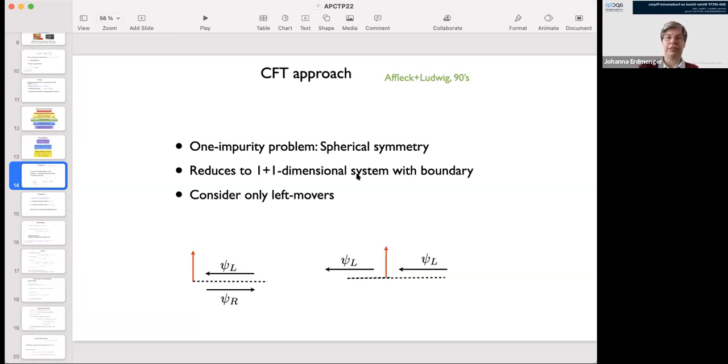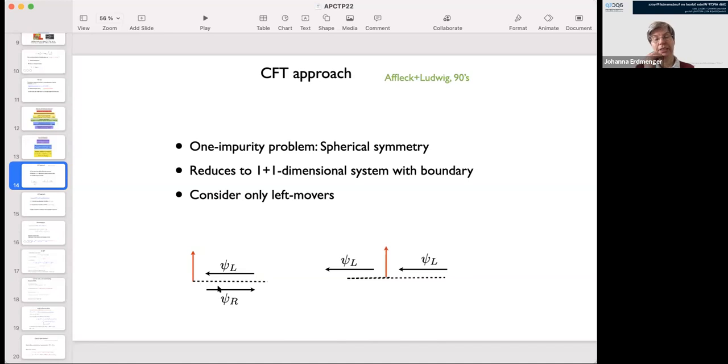Okay, and now to do conformal field theory, there's a trick which is to consider only the left movers. What I described so far is written here. Here we have this radial direction. This is our impurity spin that sits at the origin, and this provides a boundary. But since we have free electrons in the UV moving around, we have right and left movers here.